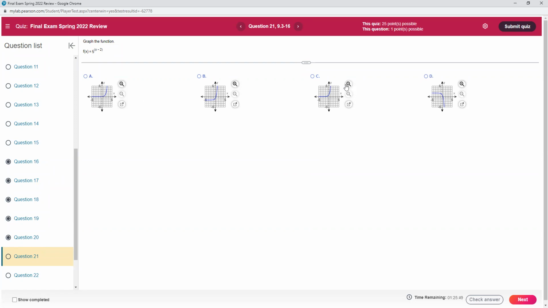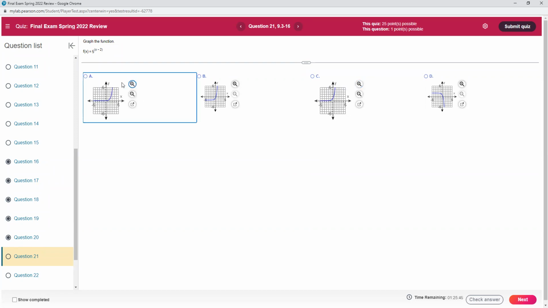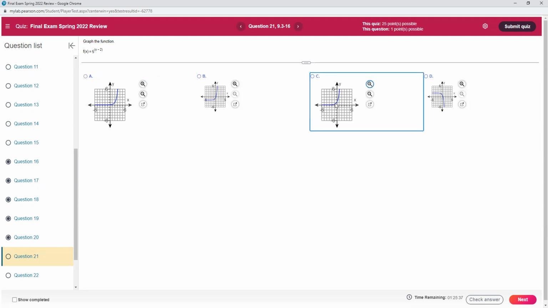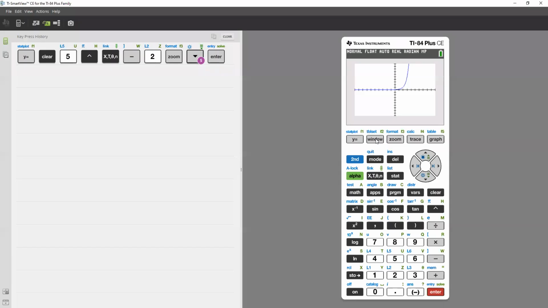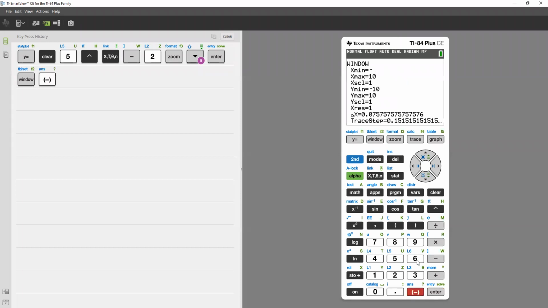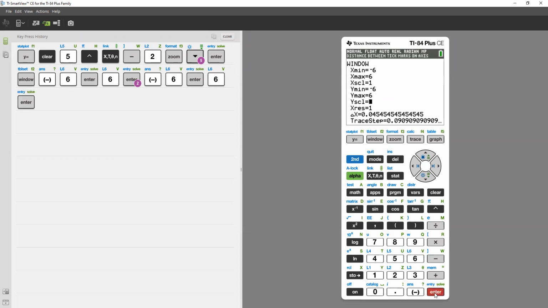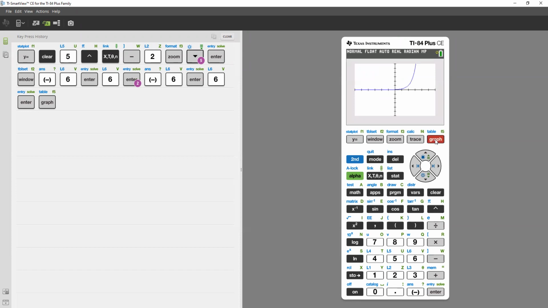Ooh, but let me zoom these in real quick. Let me see what's happening there. So A, I can't tell. It looks like it's going through the 0. C is going through the 1. So you see how they got these 6 by 6s on here? I'm going to fix my window real quick on this calculator and do those 6s. So I'm going to have -6, enter, +6. Then I'm going to go down and do -6 on the y's, +6. I just want mine to match theirs. So since they're going by 6s, I'm going to hit graph.